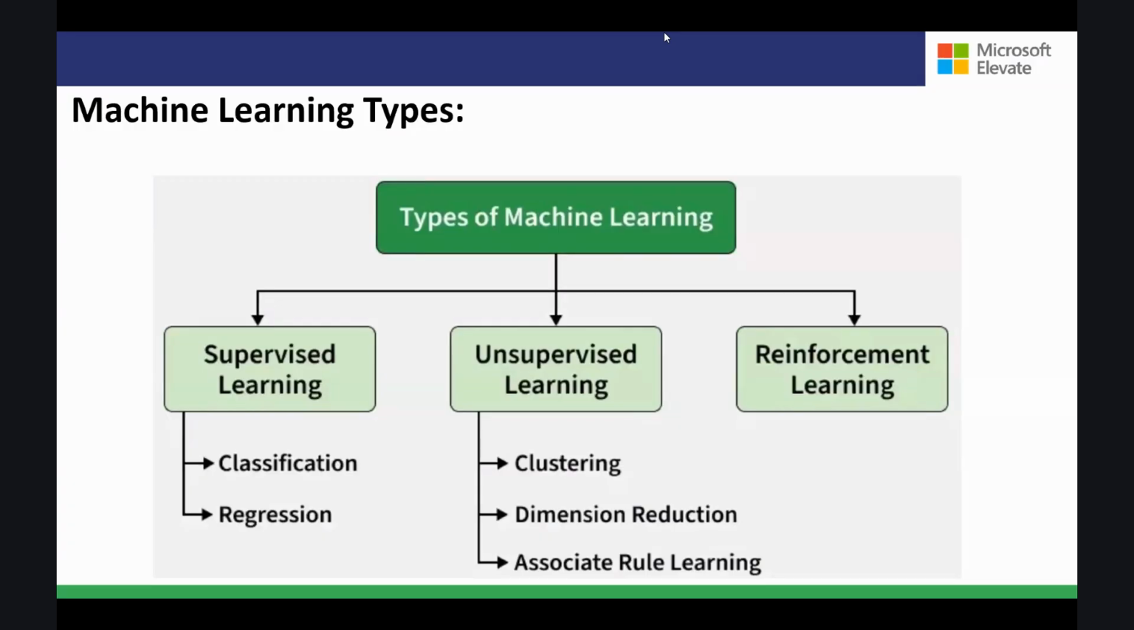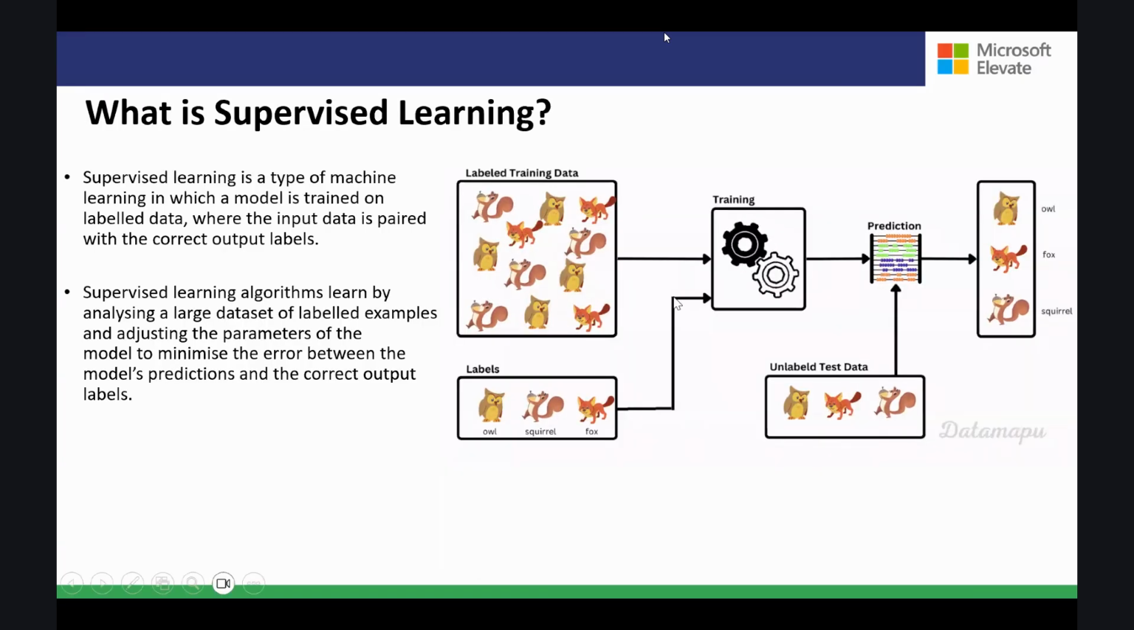Few of the people were really correct about the dimensionality reduction as well. Let me tell you something about all this stuff, one by one. Now supervised learning. This is how supervised learning looks like. So can you see? Supervised learning is simply a type of machine learning in which the model is trained on label data where the input is paired with the correct output labels.